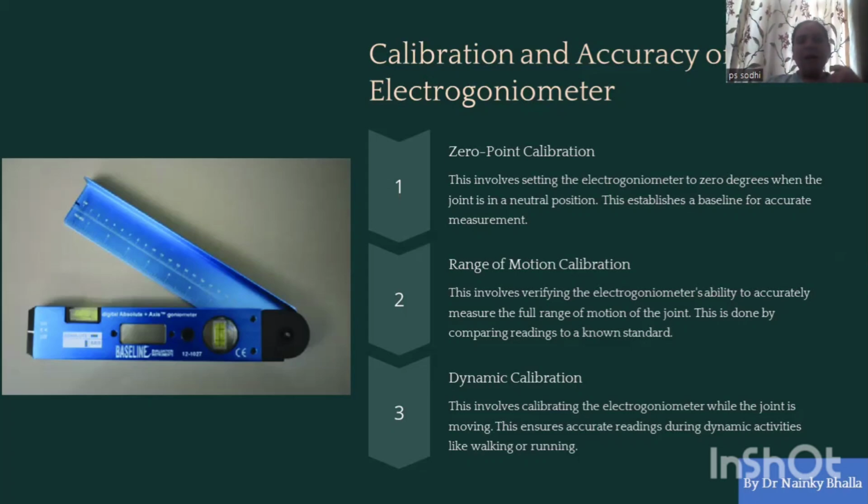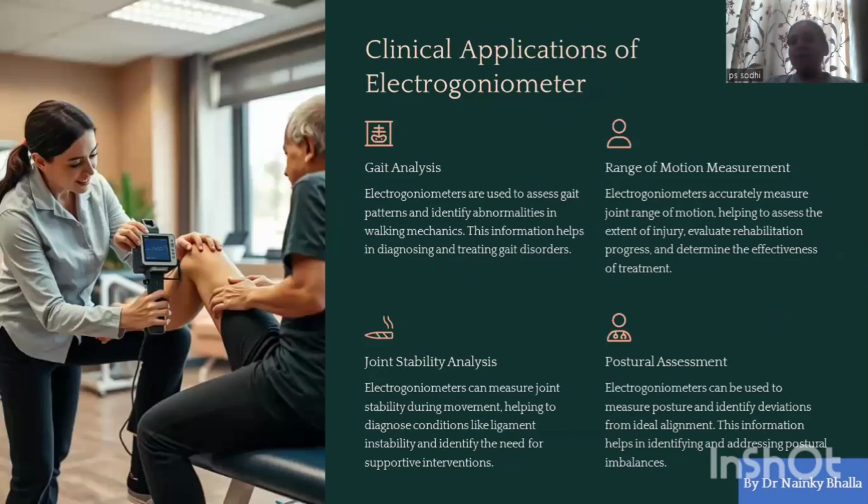Fine. This is used in gait analysis, where we have seen in the practical class how the analysis of gait was done through the different markers and videography. And then we assessed the pelvis movement, hip, knee and ankle joint movements, the trunk movements, and the upper limb movements. The range of motion could be properly assessed, and the pelvic rotation was totally assessed through electrogoniometers and through the opto-electronic sensors. Joint stability analysis, whether there is any ligament instability or not, can be known through electrogoniometers. And postural assessment, of course, can be done. It can compare your body position to the ideal position.